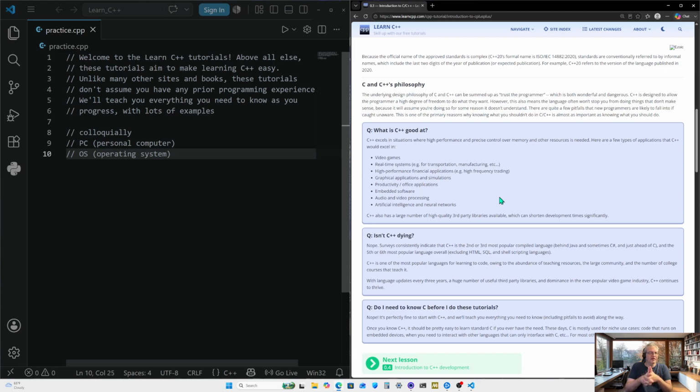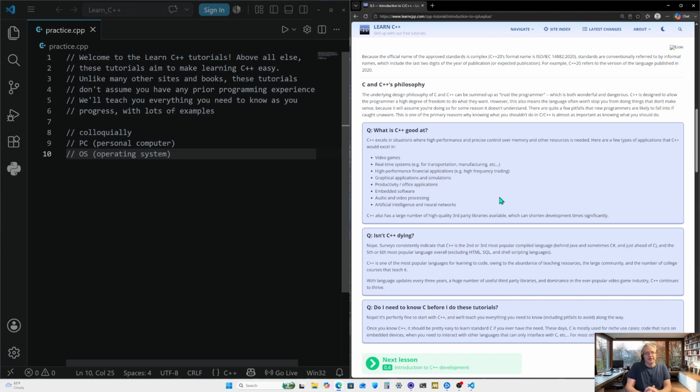Surveys consistently indicate that C++ is the second or third most popular compiling language behind Java and sometimes C Sharp, and just ahead of C. Now, I don't know when this material was last updated, so I couldn't tell you if that's currently accurate or not. This material may be a year old, 2 years old. I have no idea. So that statistic can end up varying back and forth. I do know that it is used quite a bit for a lot of different things. So games, applications, software, etc.